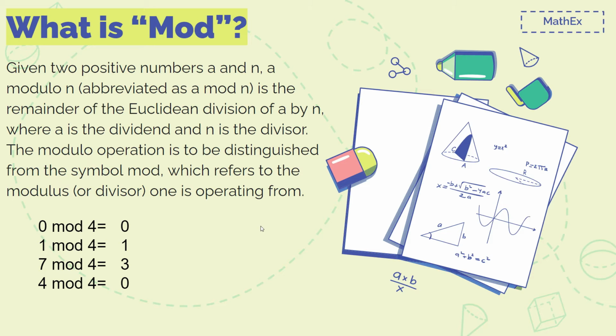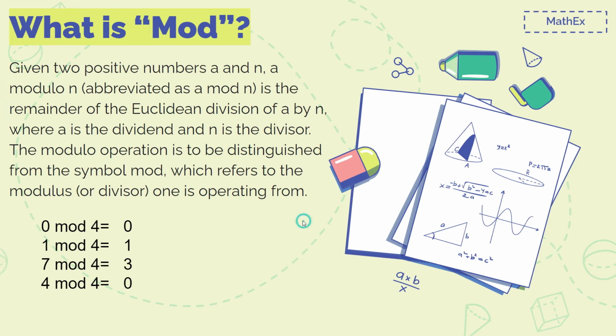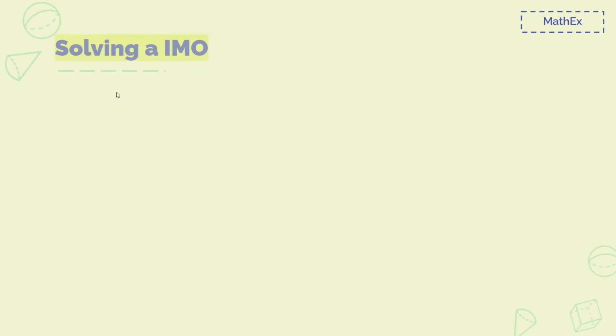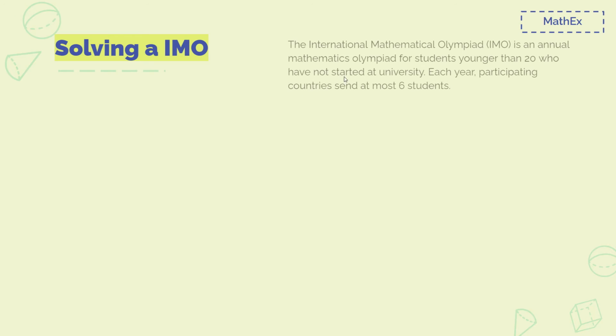But anyways, now that we've learned about mod, we're going to be solving an IMO. Now, if you don't know what IMO is, perfectly fine. And what is the IMO? The IMO is the International Mathematical Olympiad, an annual math competition for students younger than 20 who have not started at university. And each year, participating countries in this IMO send at most 6 students.